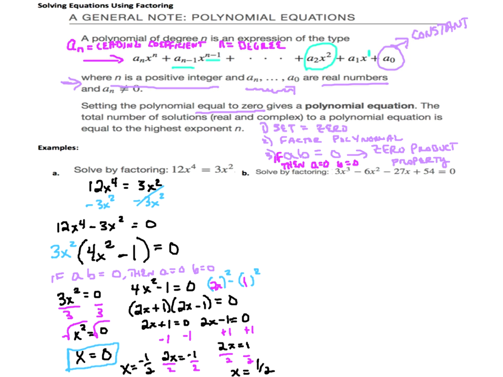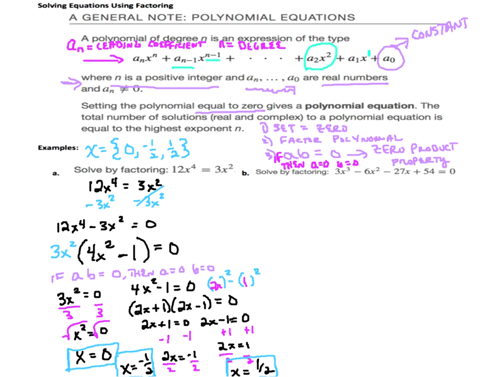So 0 works. You can do that in your head pretty quickly if you look back up at the original equation. I also have negative 1/2 and positive 1/2. So 3 solutions. If you wanted to write them as a set, it would be x equals the set 0, negative 1/2, and positive 1/2.